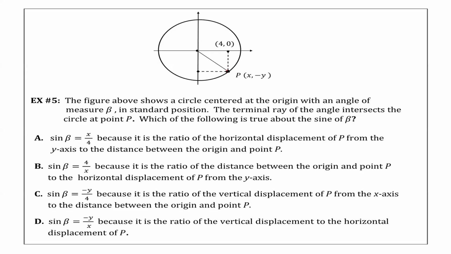Sine is y over r, okay? And what's our r? So we know r equals 4, and we know that sine equals y over r. So what must be true?